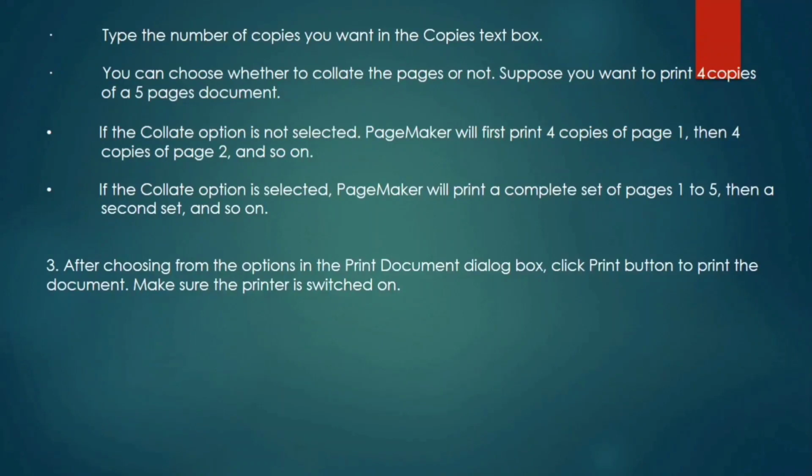You can choose whether to collate the pages or not. Suppose you want to print 4 copies of a 5 page document. If the collate option is not selected, PageMaker will first print 4 copies of page 1, then 4 copies of page 2, and so on. If the collate option is selected, PageMaker will print a complete set of pages 1 to 5, then a second set, and so on. After choosing from the options in the Print Document dialog box, click the Print button to print the document. Make sure the printer is switched on.